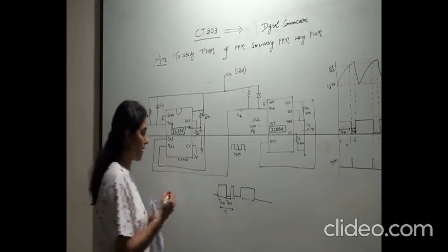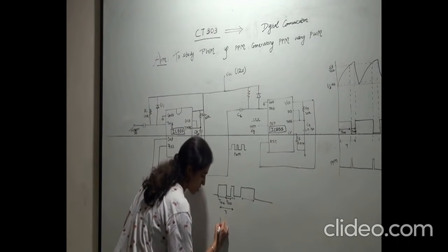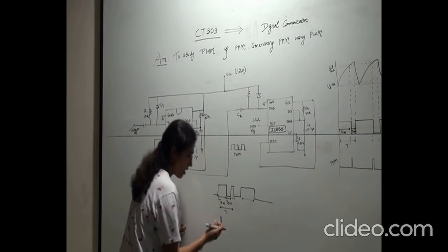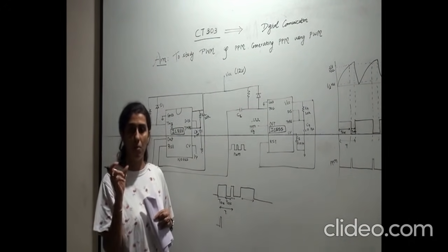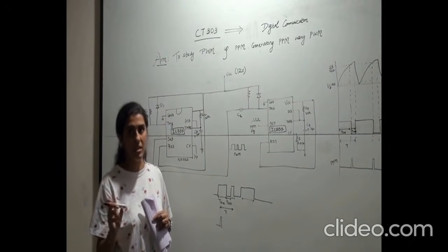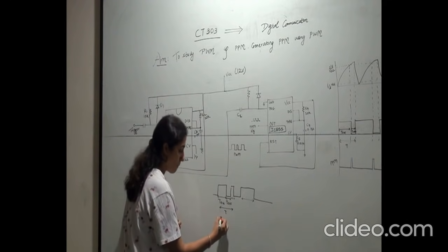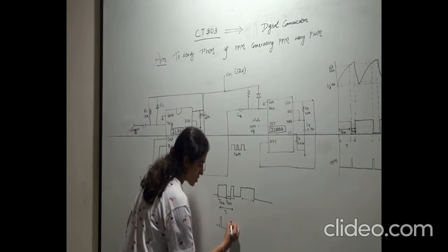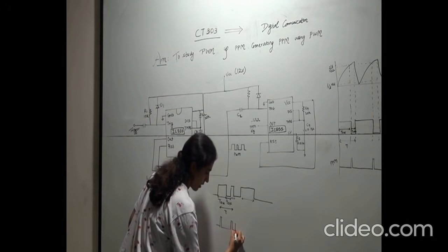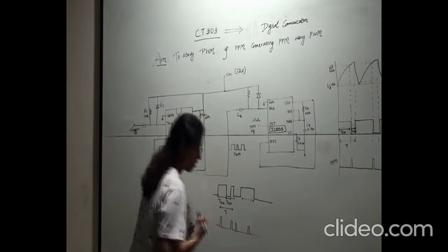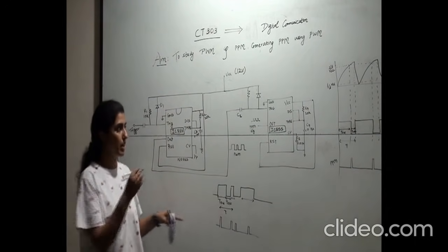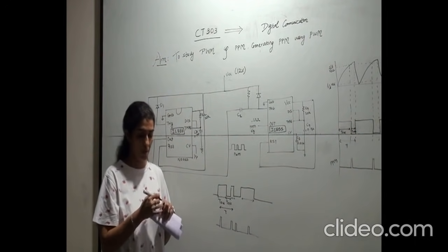Whereas what is my PPM? PPM is pulse position modulation. Here the T on time and the T off time of each pulse will remain the same, but the pulse can be positioned anywhere. So how does this work? I will let you know after we complete the explanation of the circuit.